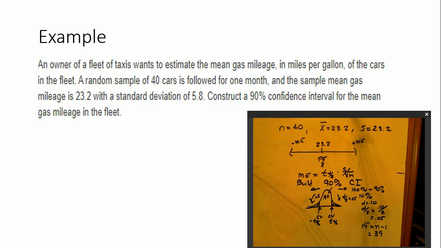So if we were going into the table, I'd go down for 39, and then look at the area at the top, 0.05. 0.05 to the right is what they're looking for, and that would give me a 1.68. So this thing is my CV. Let me go back over here and write my CV is 1.685. This is t alpha over 2.